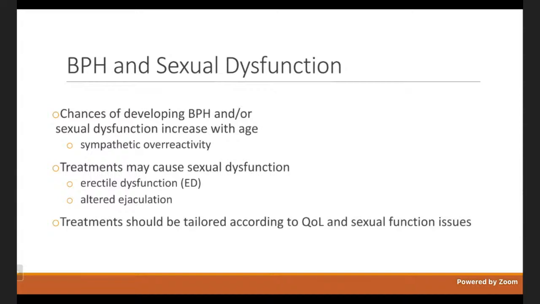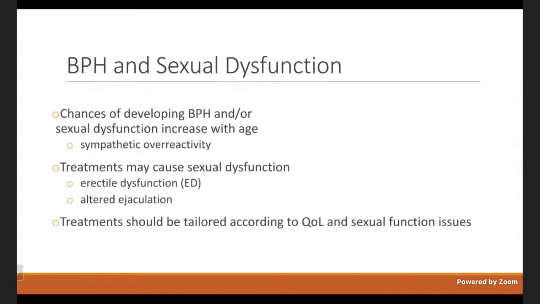But certain treatments which we use for BPH can also result in erectile dysfunction as well as altered ejaculation. For example, tamsulosin can cause erectile dysfunction, and silodosin is known for altered ejaculation. So whenever you treat BPH, we should warn the patient about the sexual dysfunction which is associated with this treatment. And treatment should be tailored according to the patient's preferences.